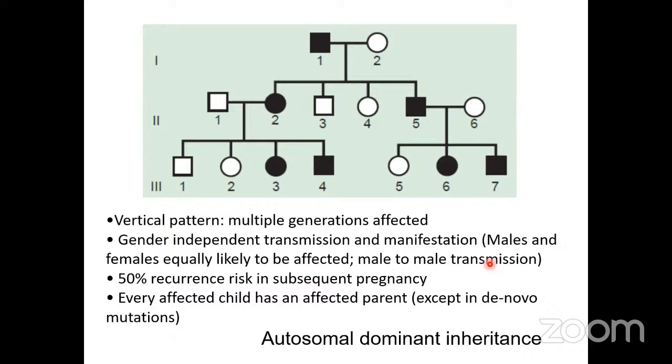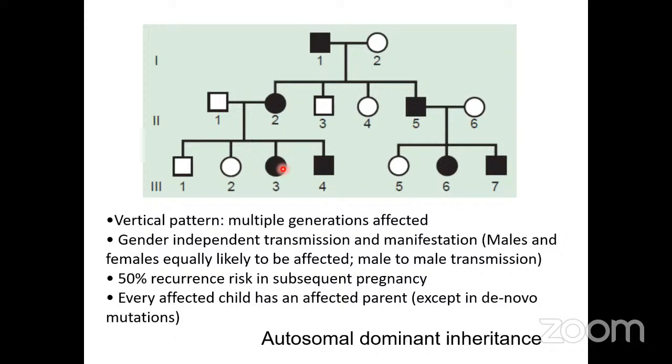All generations are affected. That means multiple generations are affected, so there is a vertical transmission. Males and females are all affected. And there is male to male transmission. You can see from Roman numeral one, two, five, there is a male to male transmission. There is also male to female transmission, female to male transmission, and female to female transmission. So it's a gender independent transmission and also manifestation. It's not just males that are affected.